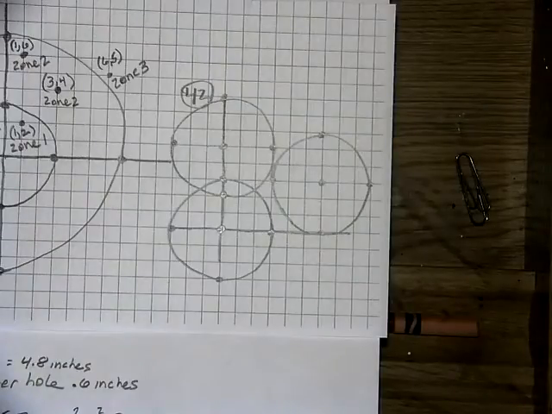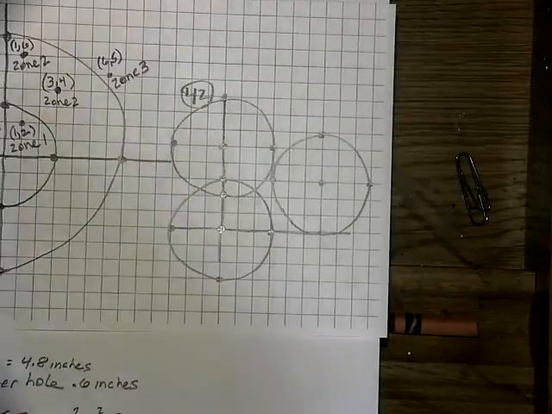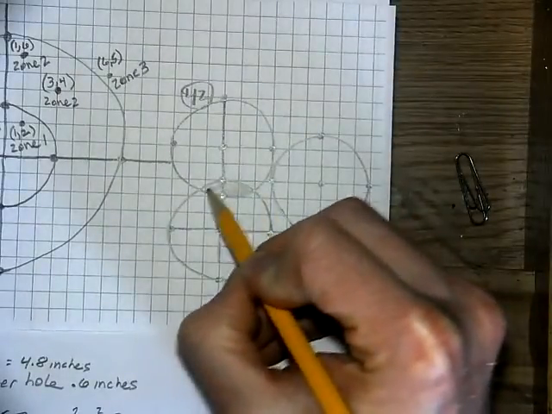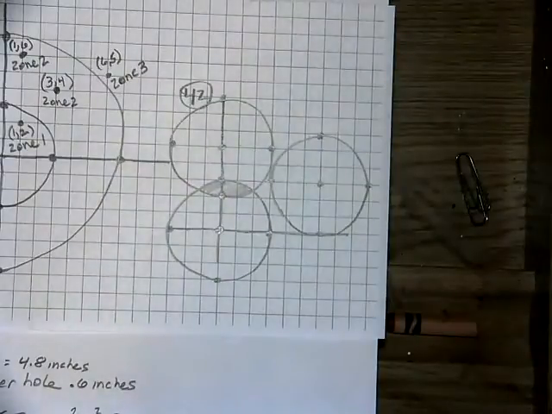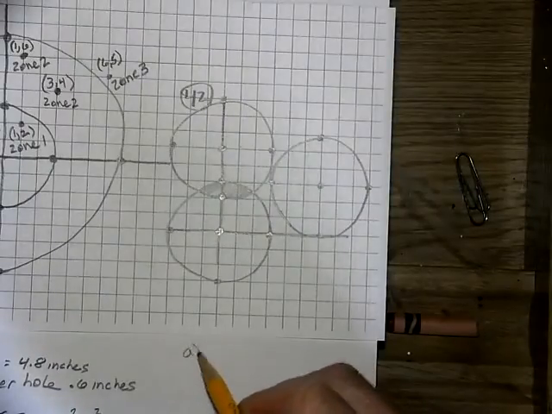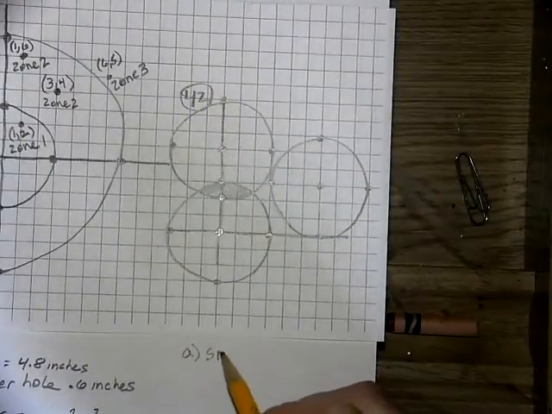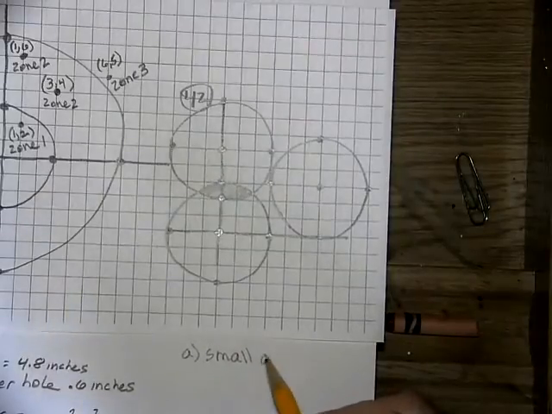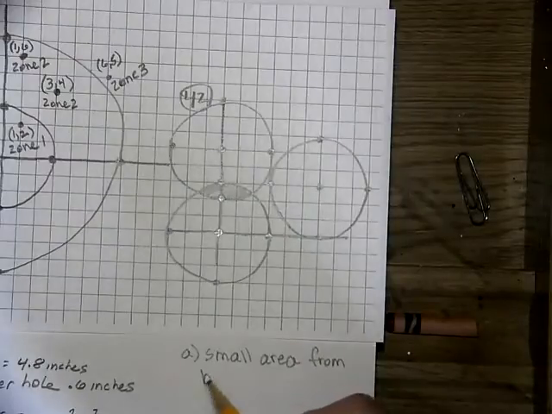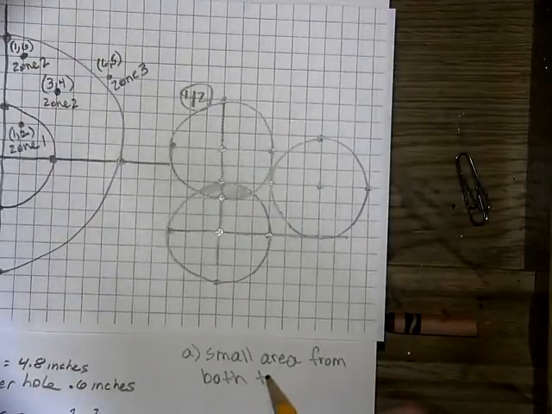Now what we're supposed to look at is, are there any areas that may receive calls from more than one tower? And that would be this portion right in here. Anyone living inside that location would receive calls from both towers. Small area from both towers.